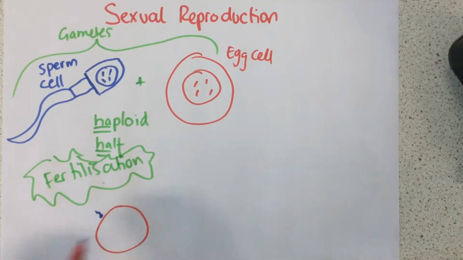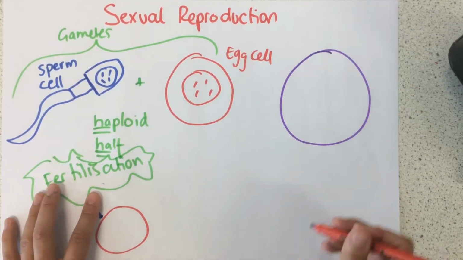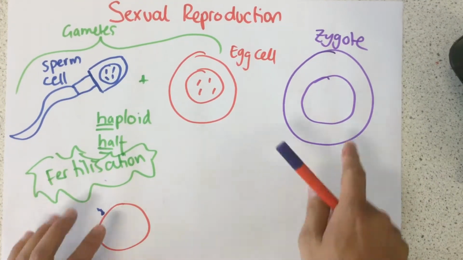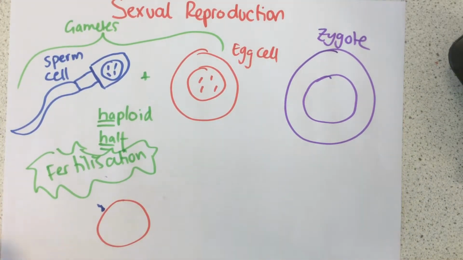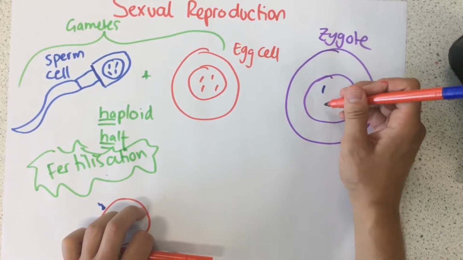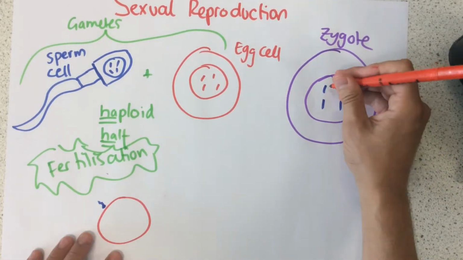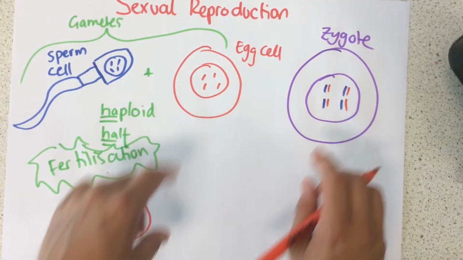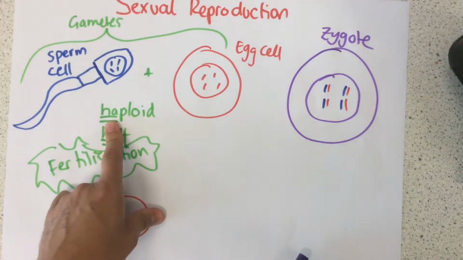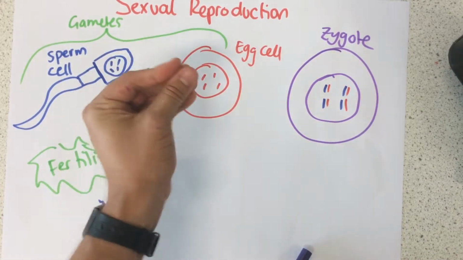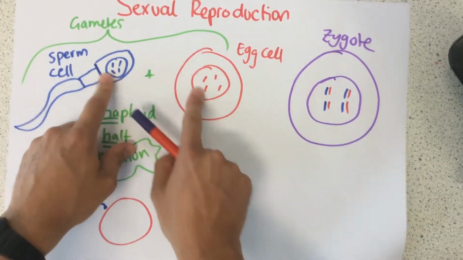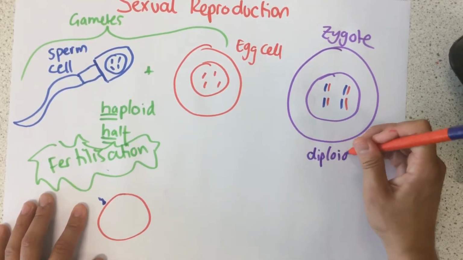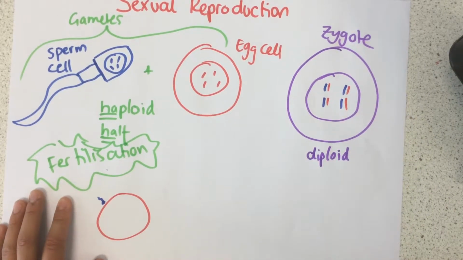Now, once they've fused together, we have this fertilized egg cell which is formed. And that's got a special name. It's called a zygote. So this zygote just means fertilized egg cell. If we were to look inside the nucleus of the zygote, we could see that we have chromosomes from the sperm cell, so from the dad, and chromosomes from the egg cell, from the mum. Now we have these two nuclei fused together, joined together. We've combined all of these chromosomes together. So we now have the diploid number of chromosomes. That just means the full amount for any normal cell.